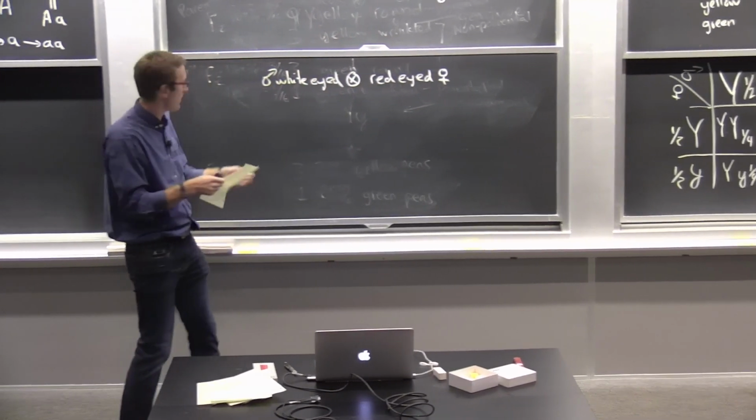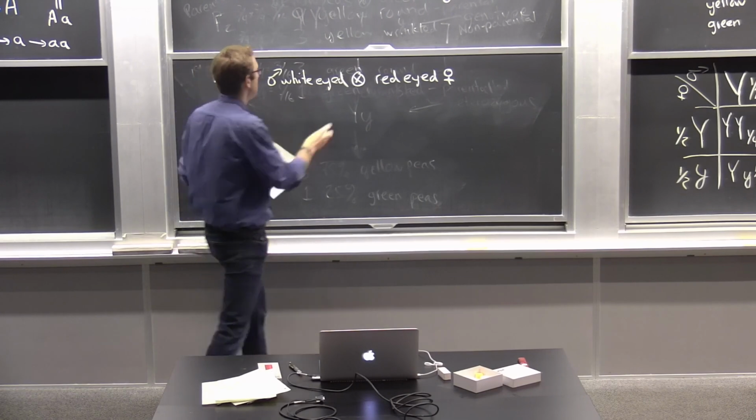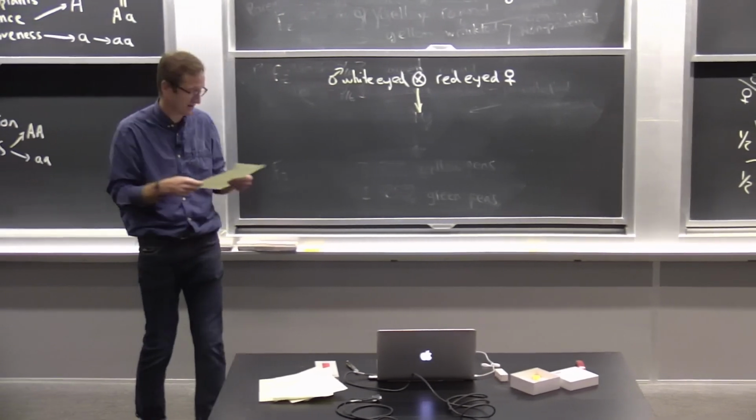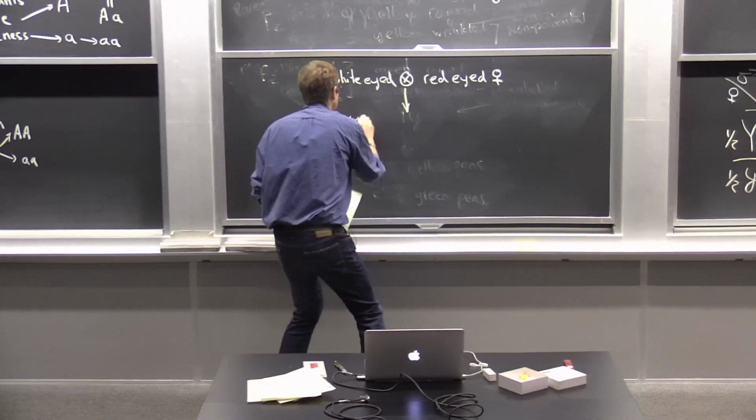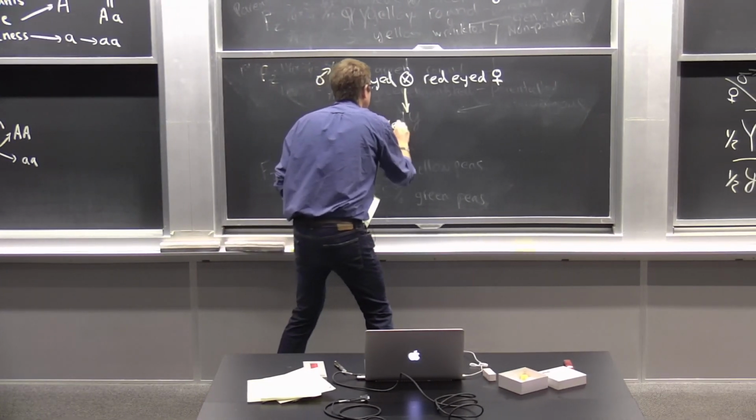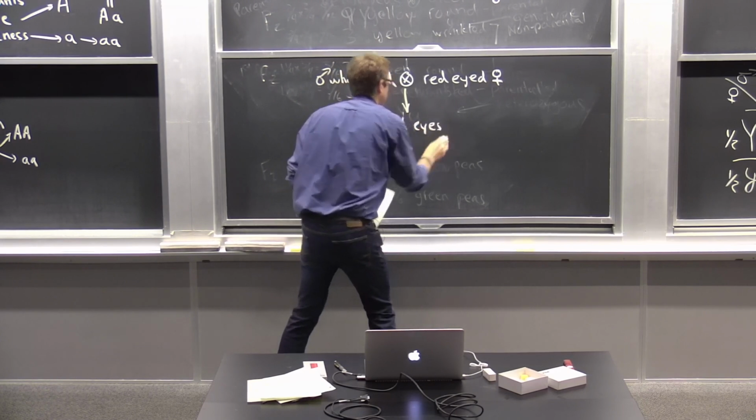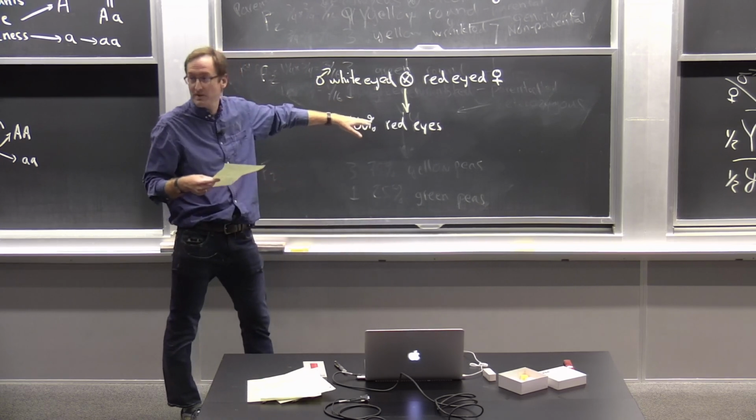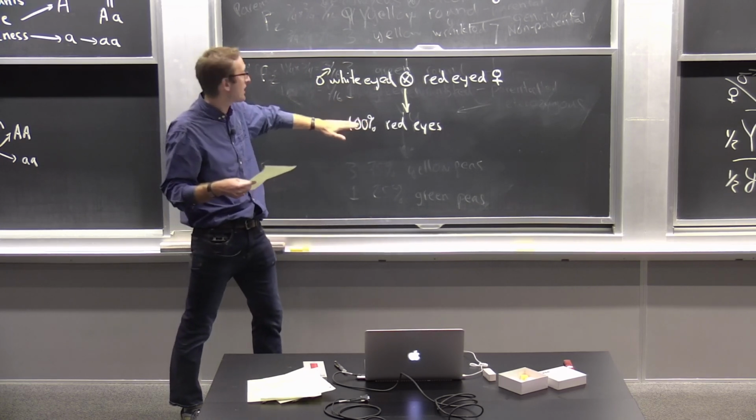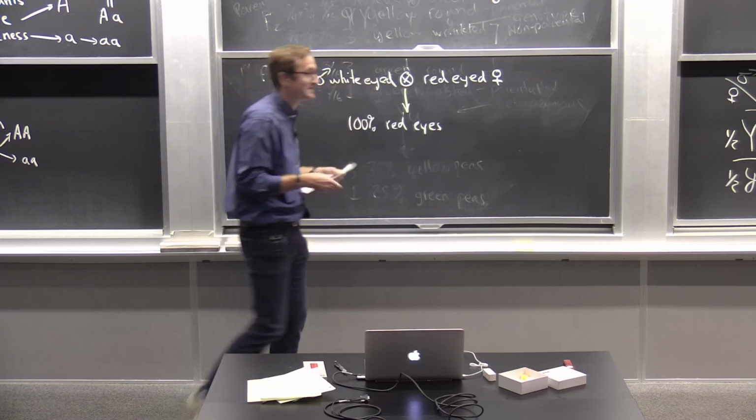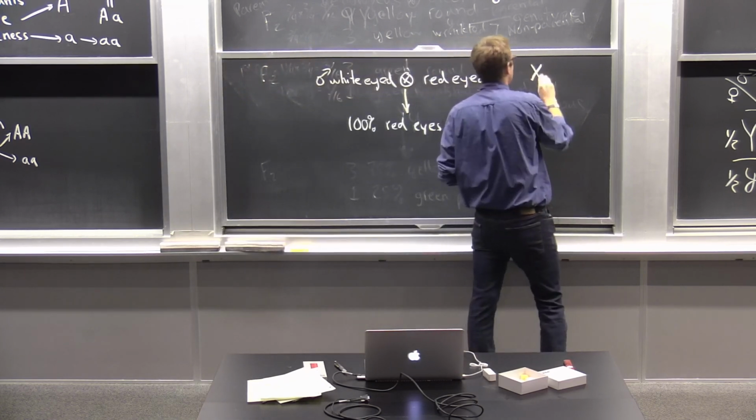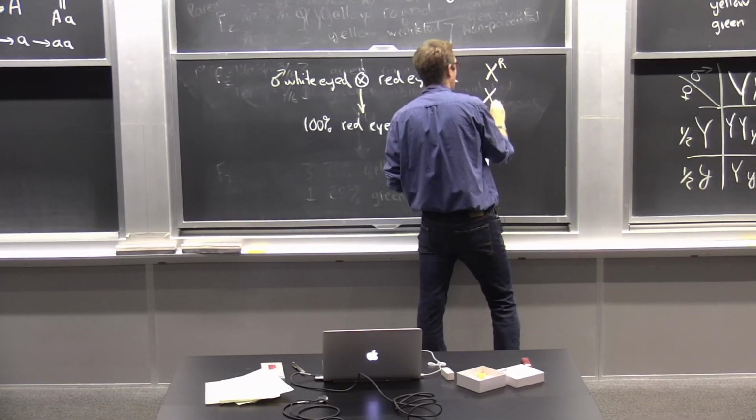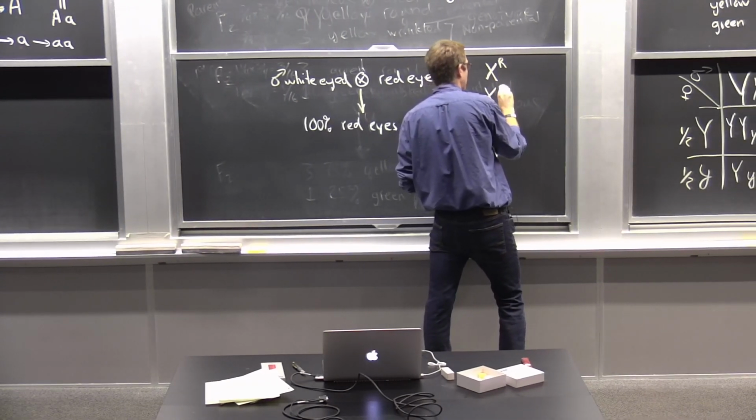Okay, and if you cross a white-eyed male to a red-eyed female, the result was actually similar to what Mendel had predicted, which is that 100% of the flies had red eyes. So that's similar to what you would expect from a monohybrid cross where red eyes is dominant. So I'm going to refer to the red-eyed allele as an X with a capital R, and the white-eyed allele as an X with a lowercase r.